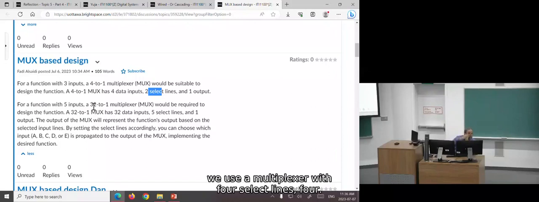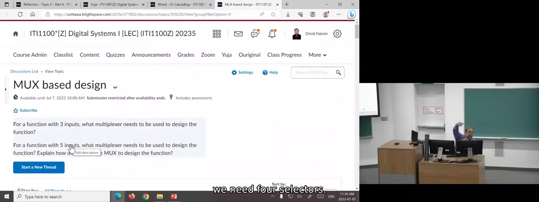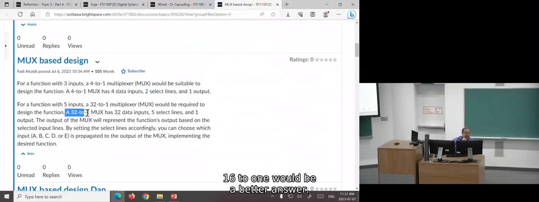How many inputs did you have? Let me see, what was the question? Five inputs. So if it is five inputs, we need four selectors. If we have three inputs, we need two selectors. If we have four inputs, we need three selectors. If we have five inputs, we have four selectors. So 16-to-1 would be a better answer. A 32-to-1 has 32 inputs and five select lines, so it is too much.